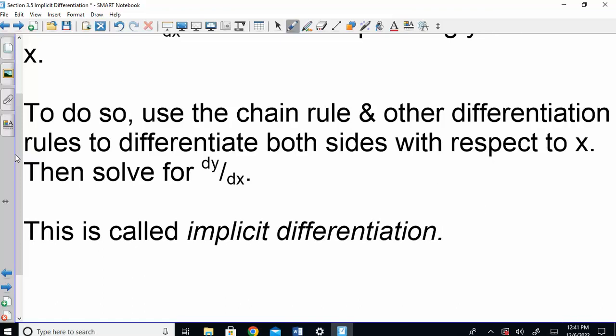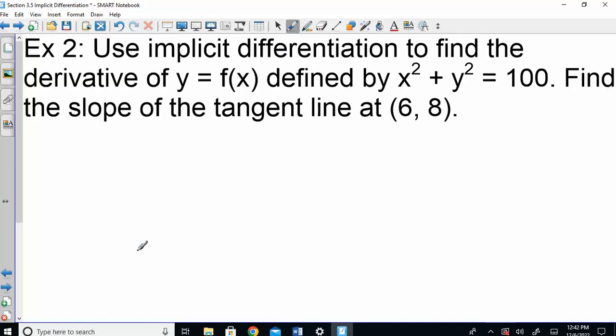I tend to use the dy dx because, from past experience, when you have y's and y primes in your problem, sometimes it's hard to tell the difference between a prime and a straight eraser mark, and you get confused very easily. So dy dx is probably a safer bet. All right, so I am going to use implicit differentiation to find the derivative of x squared plus y squared equals 100.